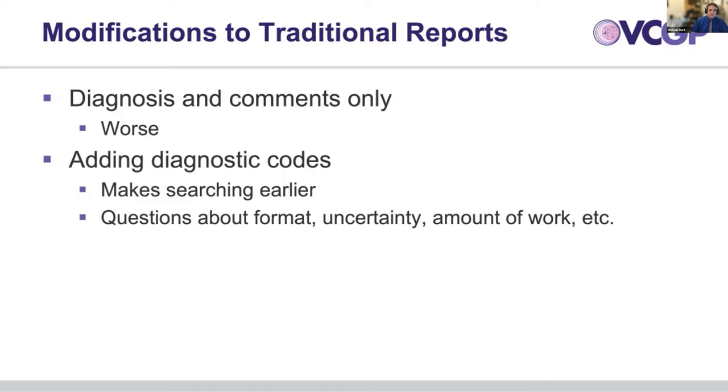And then we can add diagnostic codes. That makes searching to find reports easier, but what diagnostic code set do you use? VeNom, SNOMED CT, custom diagnostic code sets. The possibilities are endless. And diagnostic codes don't always do a great job of communicating level of certainty. There are concerns about how much work you put in to create a diagnostic code, and that makes things difficult.